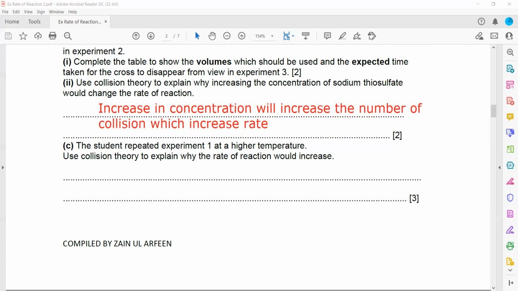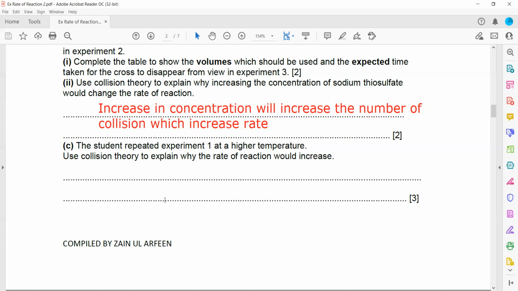The student repeated the experiment at a higher temperature. Using collision theory, what will be the effect if we use a higher temperature? So when we increase the temperature, the particles have more energy. It will increase the number of collisions as well, or more collisions in a unit time.